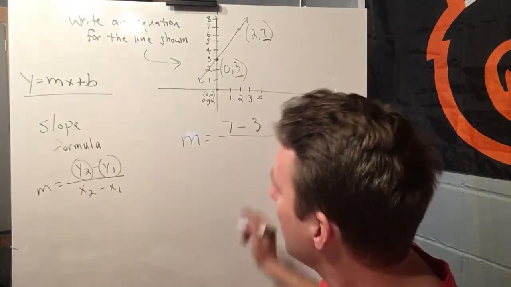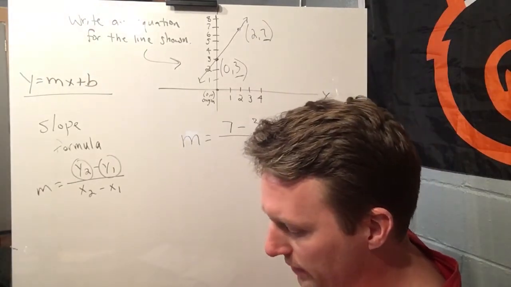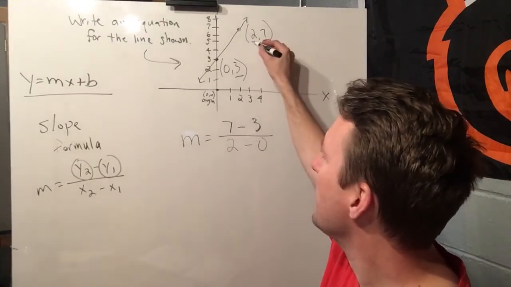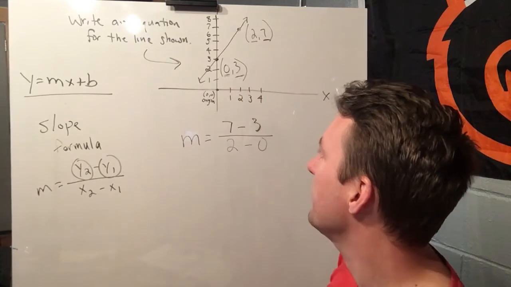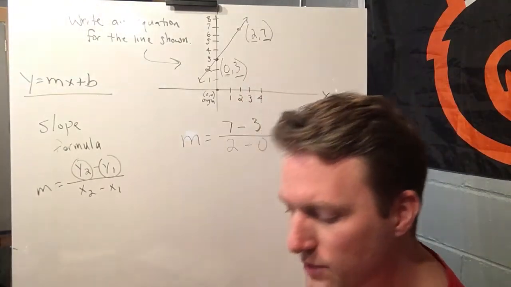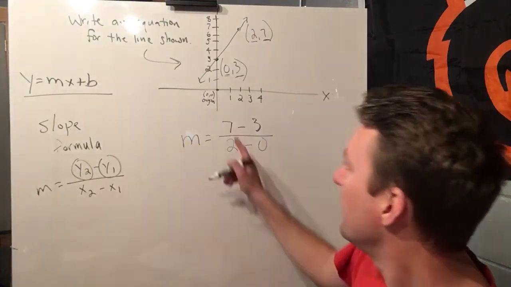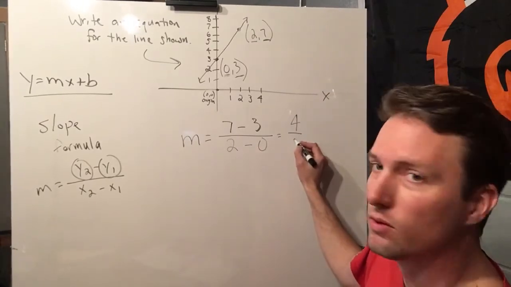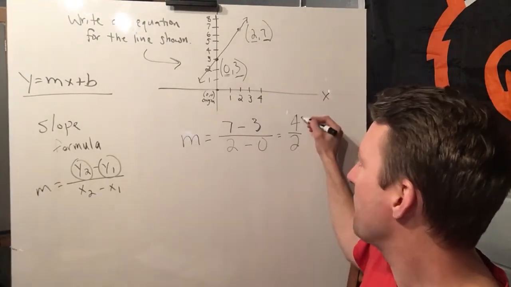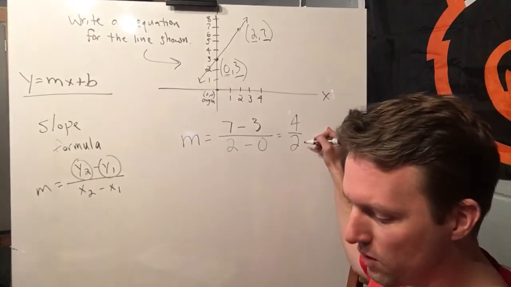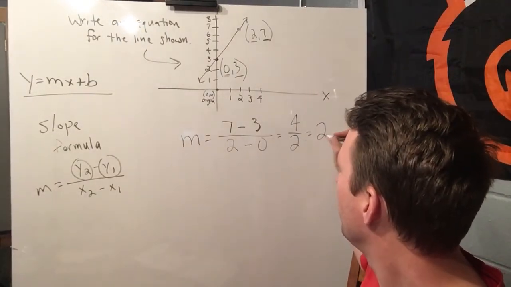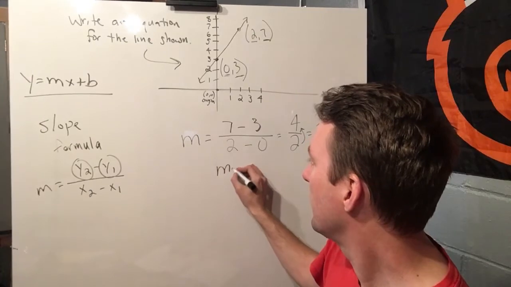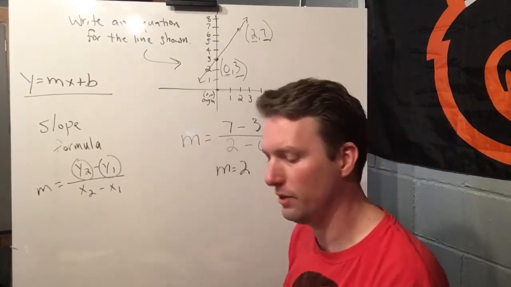Next, what we're going to do is use our x coordinates. So I'm going to list out 2 minus 0. My 2 came from here and my 0 came from here. Now, we're going to simplify to find the slope. So 7 minus 3 equals 4. 2 minus 0 equals, that's right, 2. I have 4 over 2. When we simplify 4 over 2, that equals just 2, because 2 can go into 4 2 times. What that means is m equals 2, or the slope is 2.